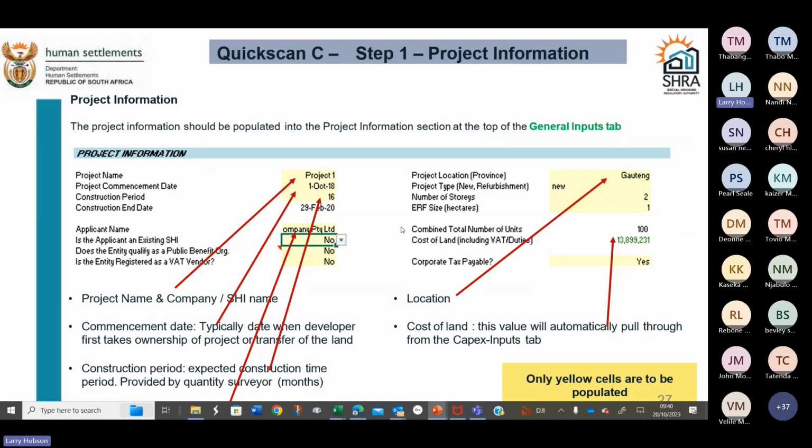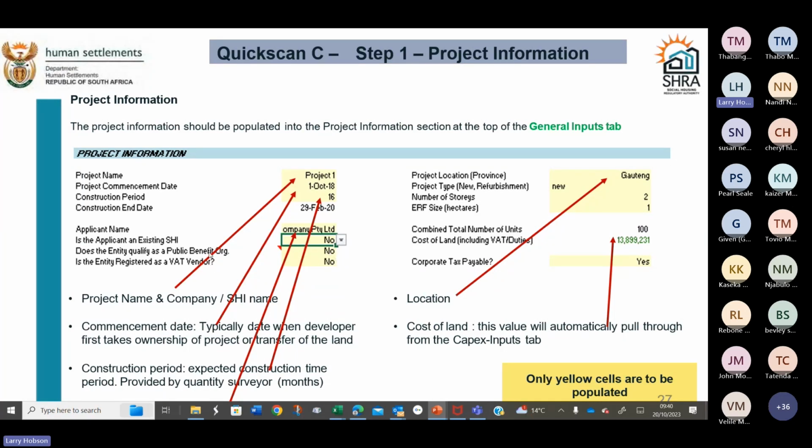Okay, so in the quick scan C, this is the first of the sheets, the project information. It's got your project name, project commencement date. It's got the construction period in number of months, and that will automatically calculate your construction end date. You put your applicant name in there, which is the company name. You answer the question, are you an existing SHI? If you're brand new, no. Do you have a public benefit qualification? Yes or no.